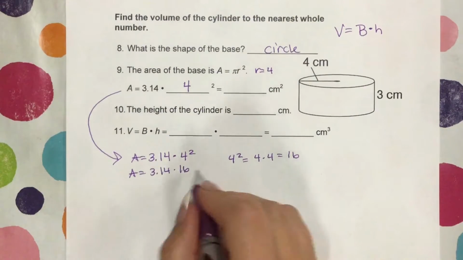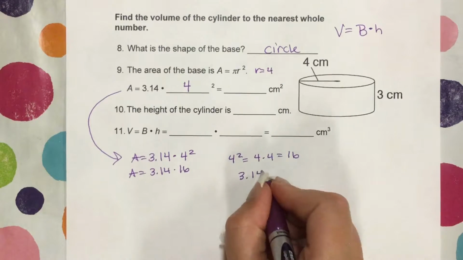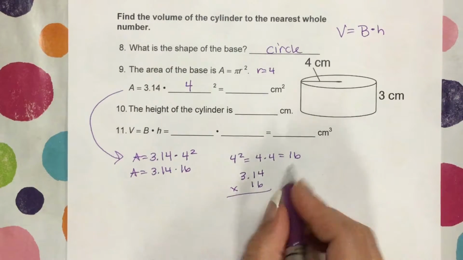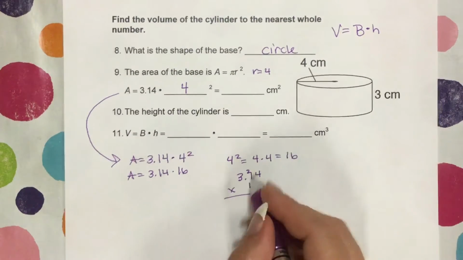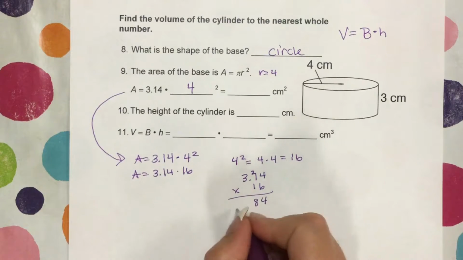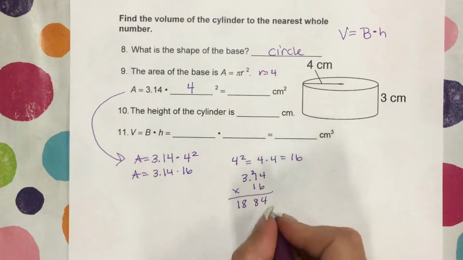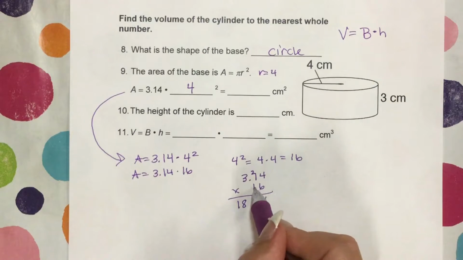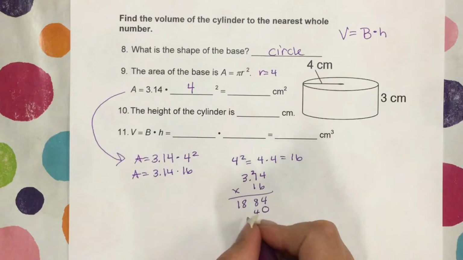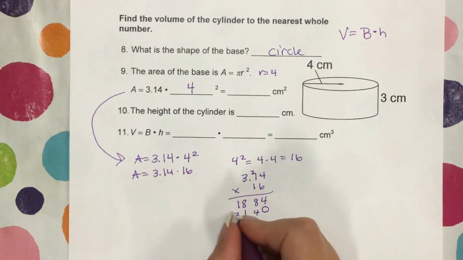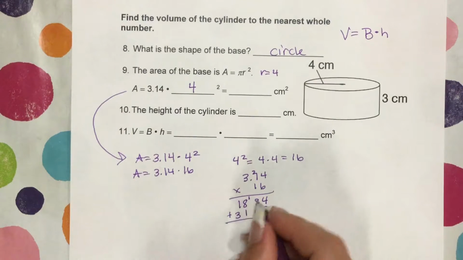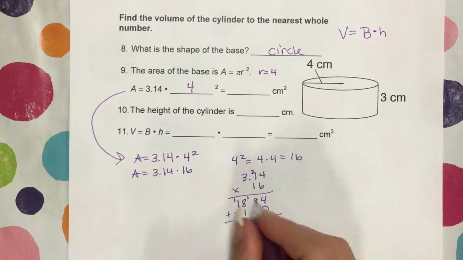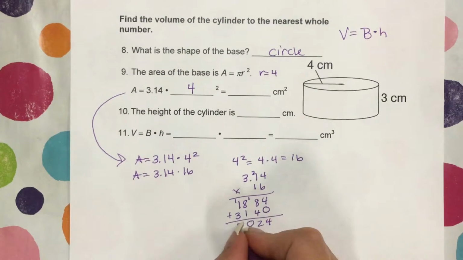And then I just need to take this little work off to the side and determine what 3.14 times 16 is. 6 times 4 is 24. Write the 4, carry the 2. 6 times 1 is 6, plus 2 is 8. 6 times 3 is 18. Now I'm in the tens place, so I need to put a 0 in the ones place. 1 times 4 is 4. 1 times 1 is 1. 1 times 3 is 3. Now I just add. 4 plus 0 is 4. 8 plus 4 is 12. Write the 2, carry the 1. 8 plus 1 is 9, plus 1 is 10. Write the 0, carry the 1. 3 plus 1 is 4, plus 1 is 5.